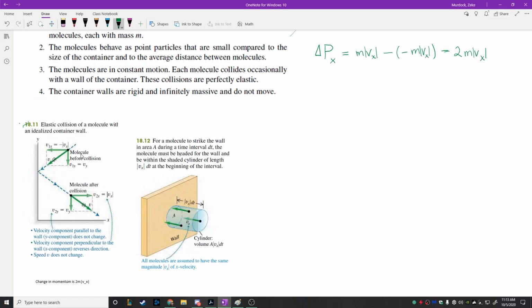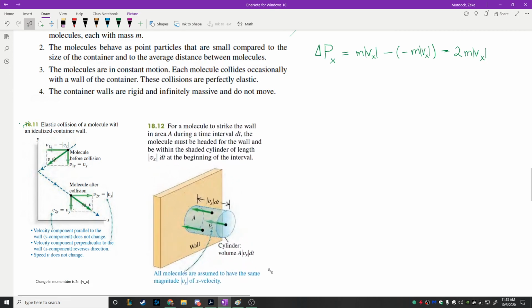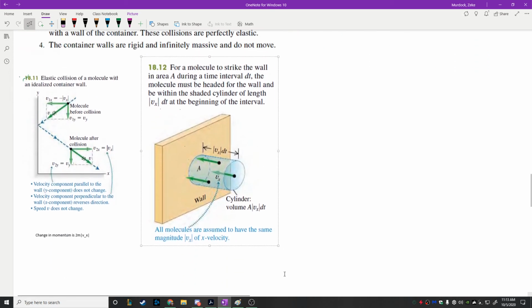Okay, so this is an individual molecule, and now what we want to think about is what happens for all of the molecules, basically. So this picture right here says, suppose I have a wall and I create an arbitrarily sized cylinder, and I say that for a molecule to strike the wall in an area A during a time interval dt, the molecule must be headed to the wall, and it has to be within the shaded cylinder of length Vx times dt at the beginning of the interval.